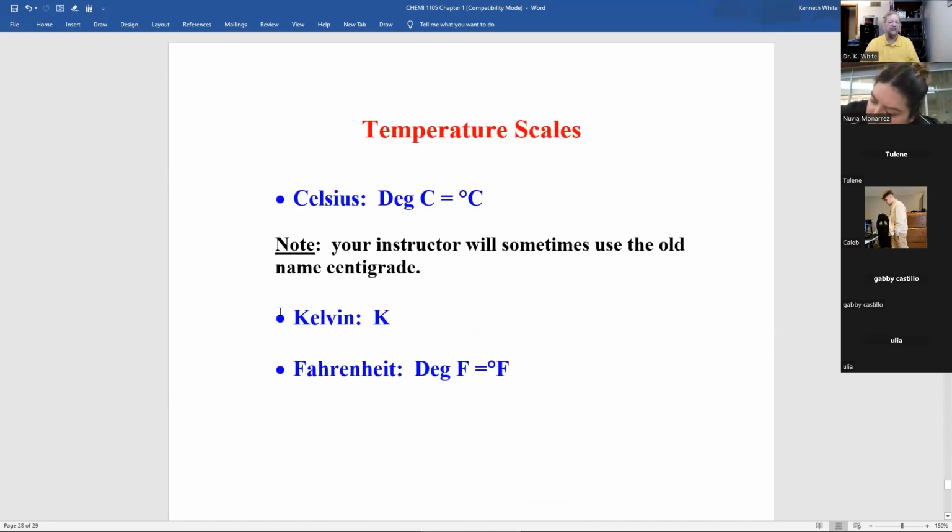Now, when it comes to temperature, there are three scales chemists use in measuring temperature of a substance. First one is Celsius.